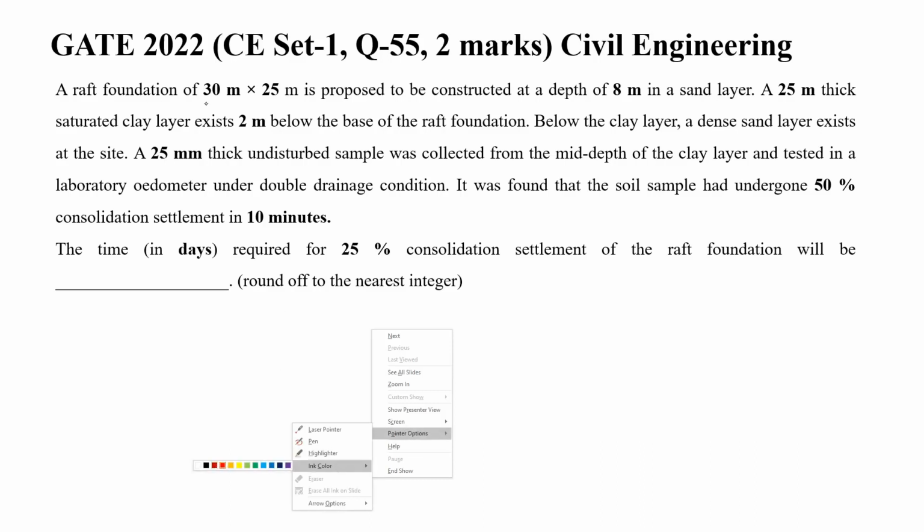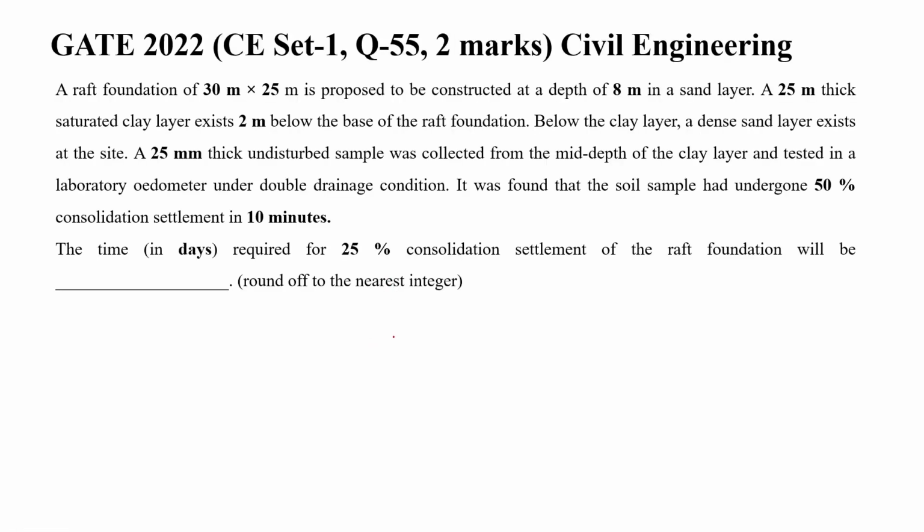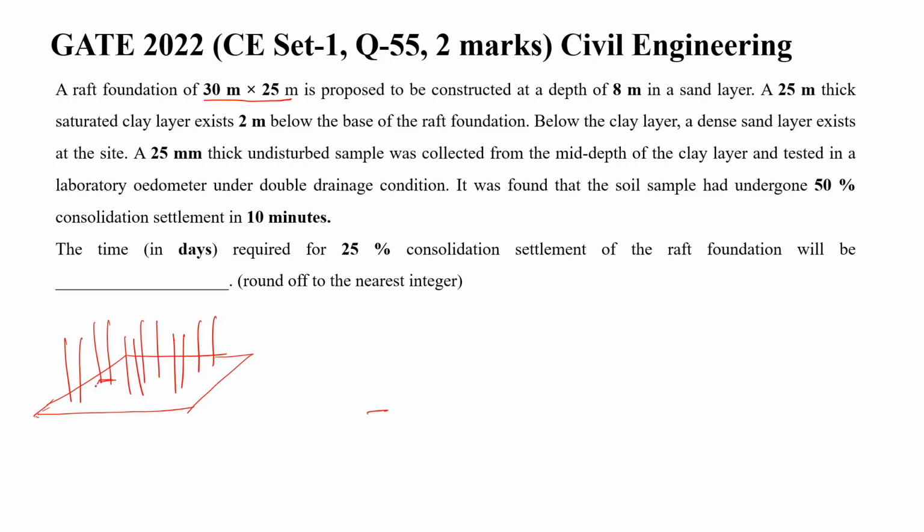Okay, see, a raft foundation of 30 meter by 25 meter. So generally raft foundation is a combined footing for all the columns in a building or in a structure. Suppose there are number of columns. Okay, so you can go through the Google or any book to know what exactly is the raft foundation. It is just a foundation, a combined foundation for all the footings.